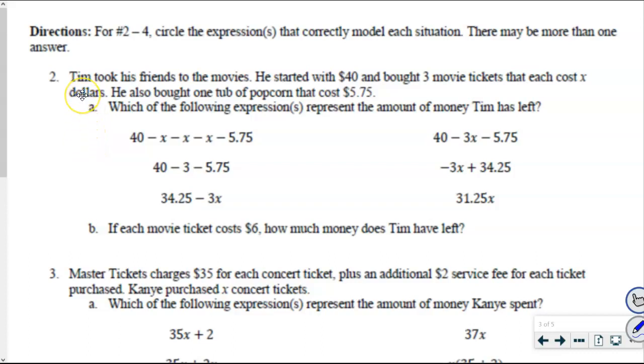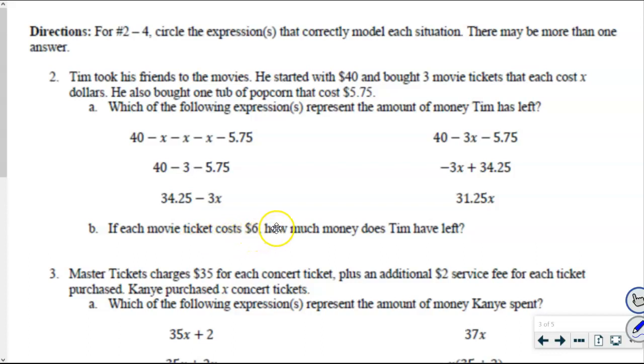So the situation is Tim took his friends to the movies. He started with $40 and bought 3 movie tickets that each cost X dollars. He also bought 1 tub of popcorn that cost $5.75. Which of these expressions, and it says S in parentheses, so there could be more than one, will represent the amount of money that Tim has left? And then we evaluate. If each movie ticket costs $6, how much does Tim have left?